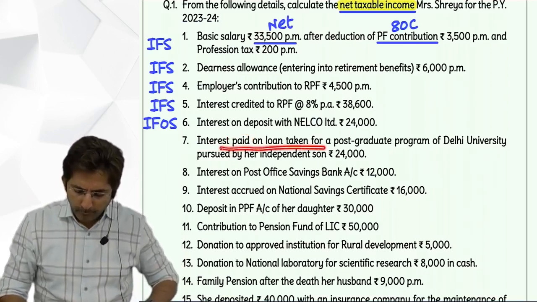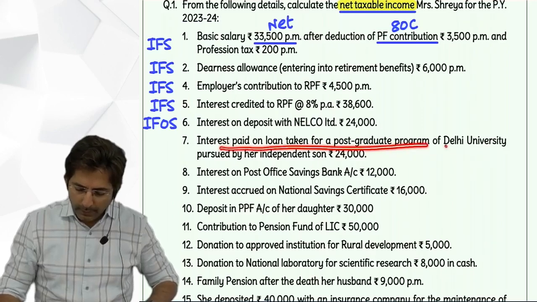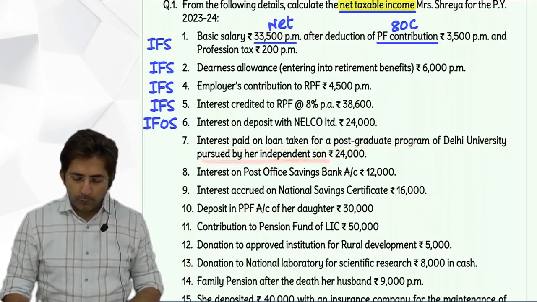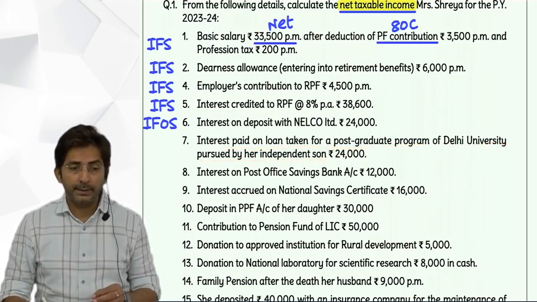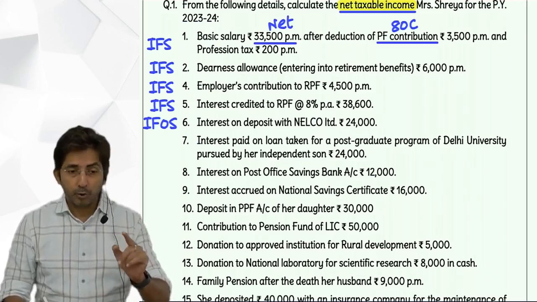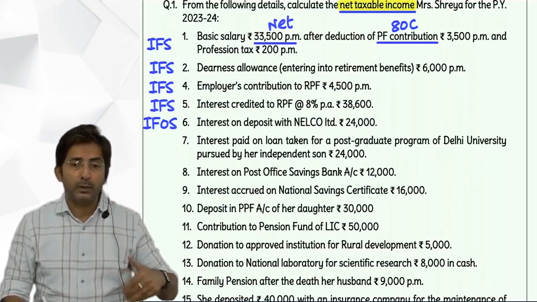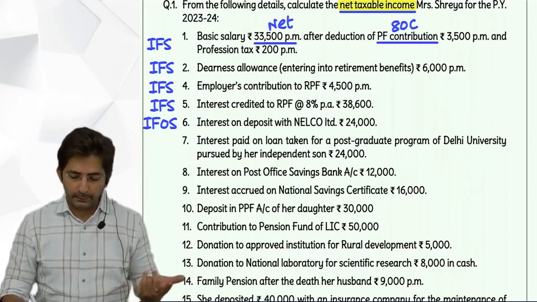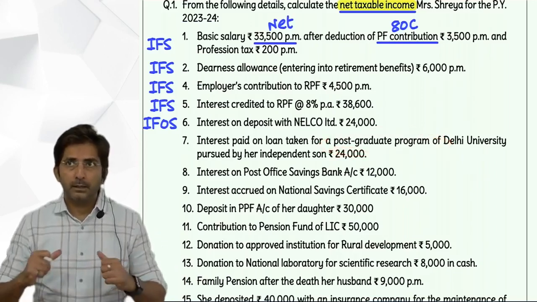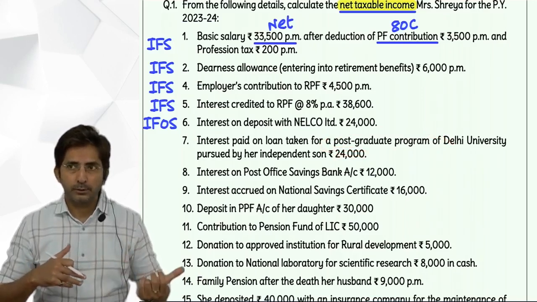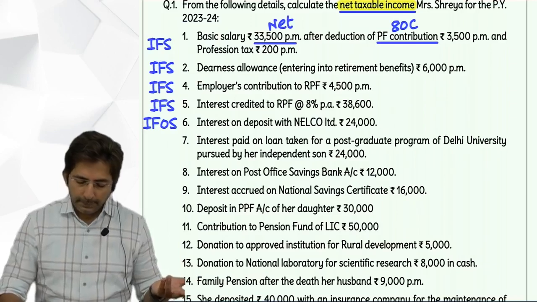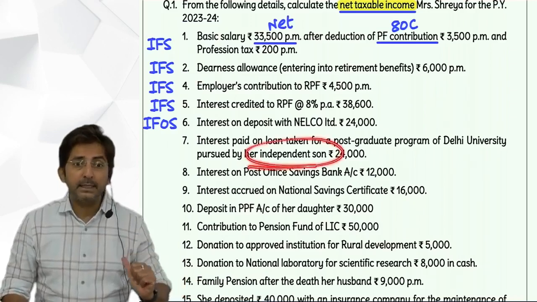Interest paid on loan taken for postgraduate program of Delhi University pursued by her independent son. So this is a loan for education. On an education loan, interest paid is allowed under 80E. 80E, remember? But it should be which education? Anything after 12th grade. So this is after 12th grade. Then it should be whose education? Assessee, spouse, children, student for whom he is a guardian. So check, it is for whom? Independent son, so children. But they are saying independent.